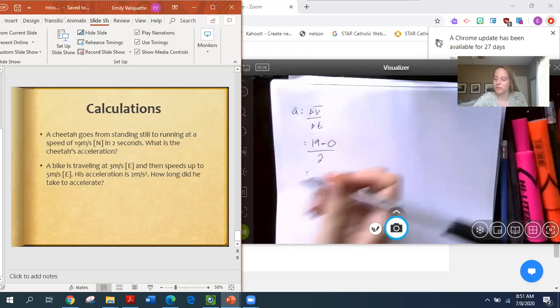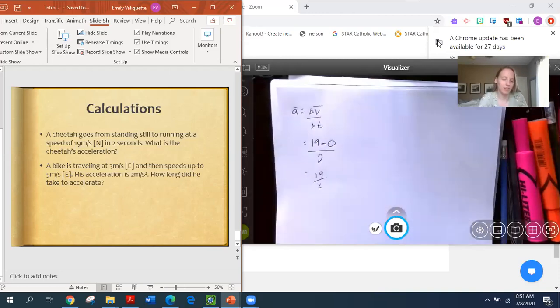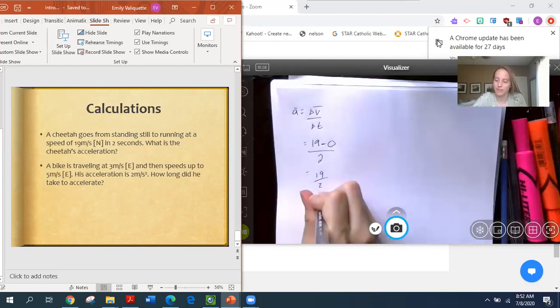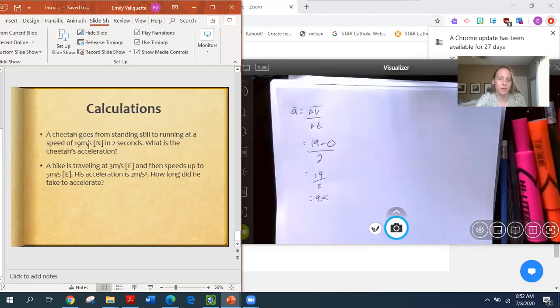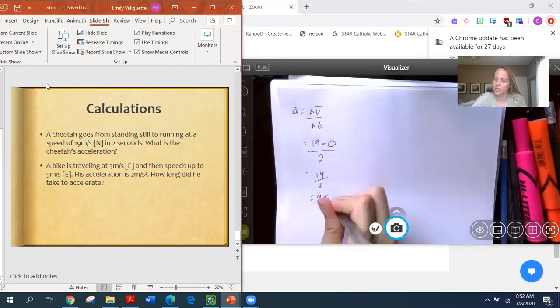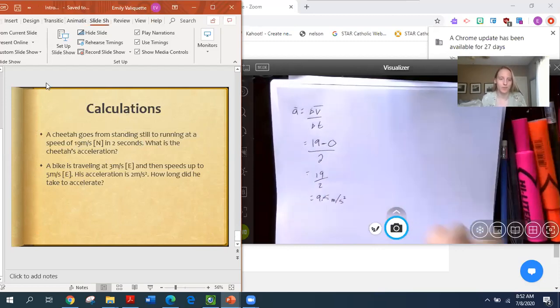So we just do 19 divided by 2, which is 9.5. And because we were measuring this in meters per second, and in seconds for our time, our final answer is in meters per second squared.